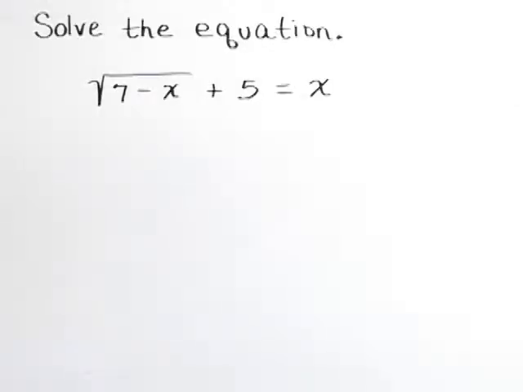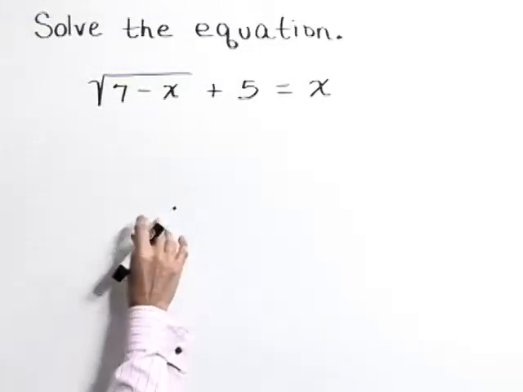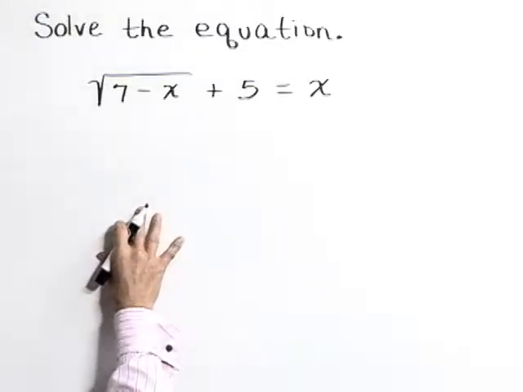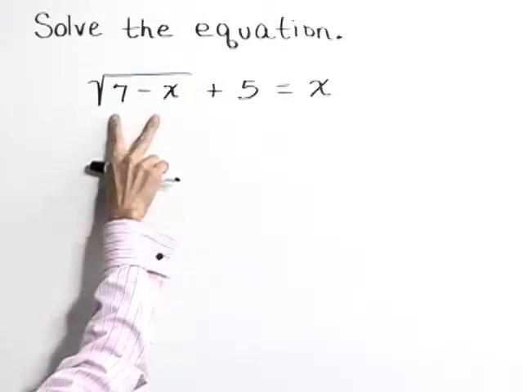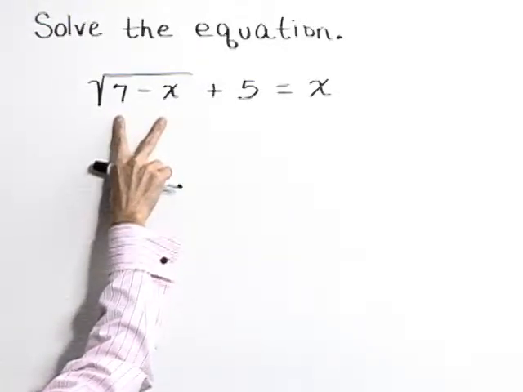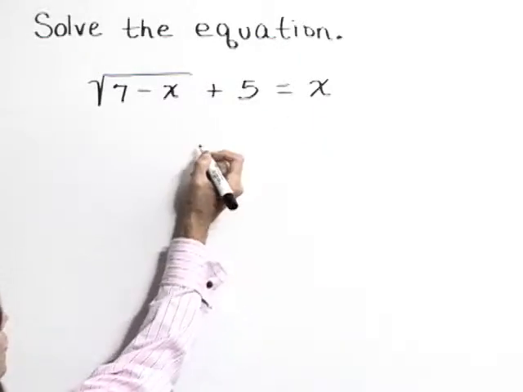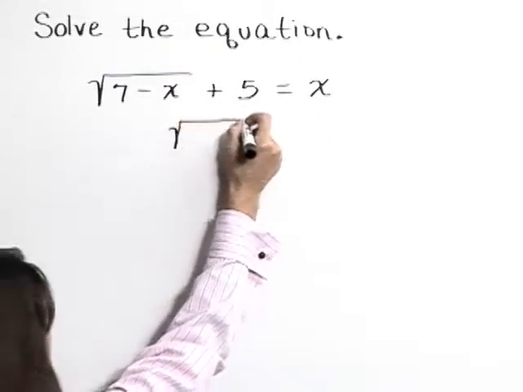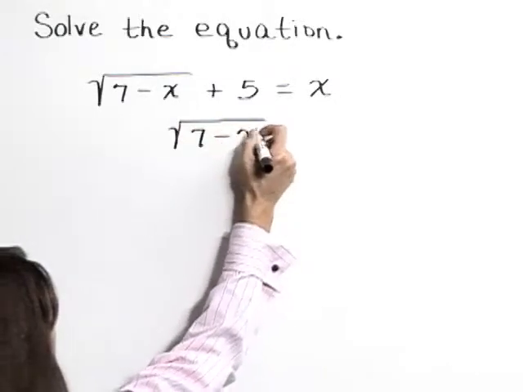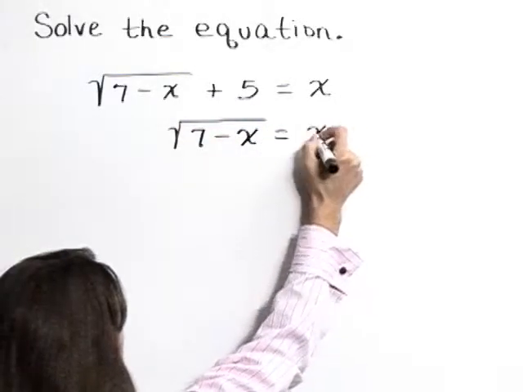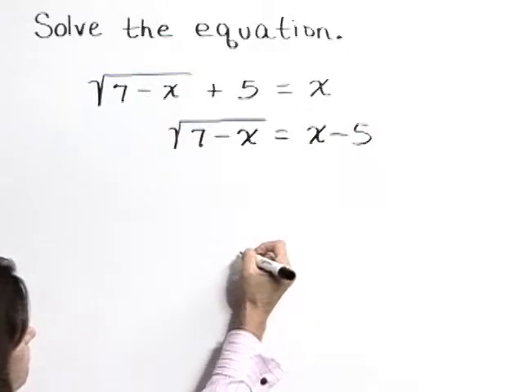Solve the equation, the square root of 7 minus x plus 5 is equal to x. Here we want to isolate x by itself on one side. In order to do that, we're going to need to get rid of this radical. So let's start by subtracting 5 from both sides and writing this equation as the square root of 7 minus x is equal to x minus 5.